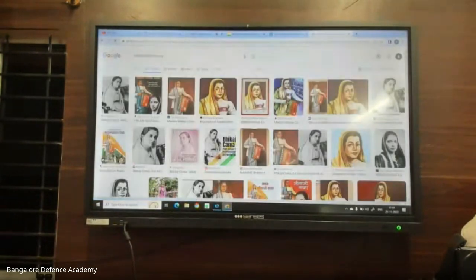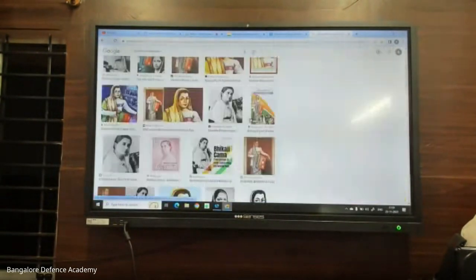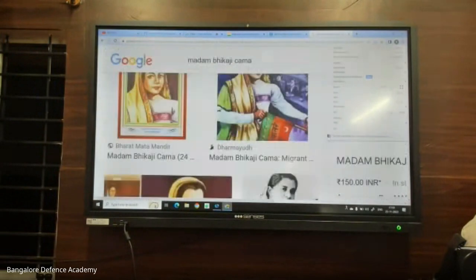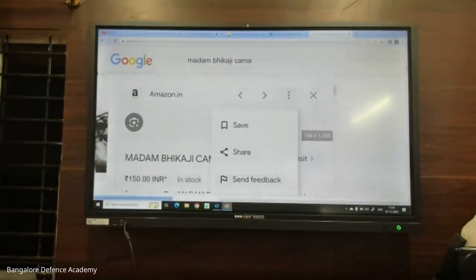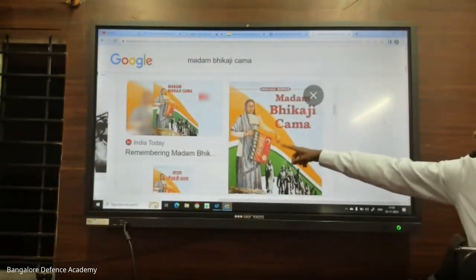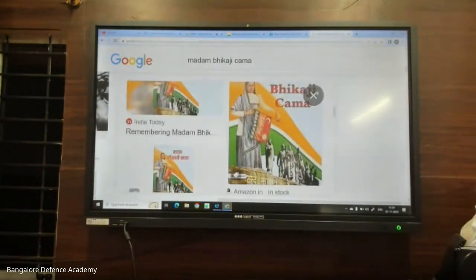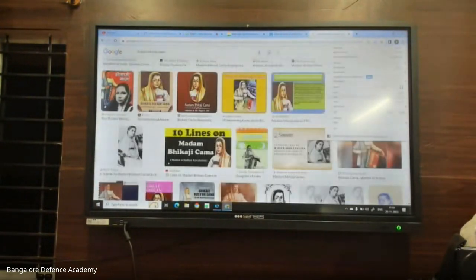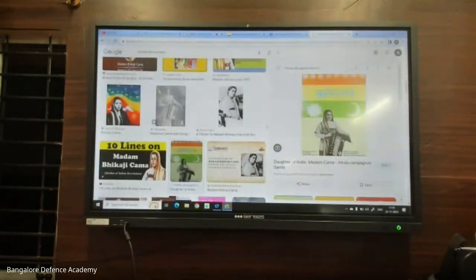Look, she is this lady. And this is the first flag. Can you see this? She is hoisting the first flag and here it is written Vande Mataram. So she was the first. Remember this. Then Surya Sen, write down. Surya Sen is the first revolutionary to hoist the national flag.